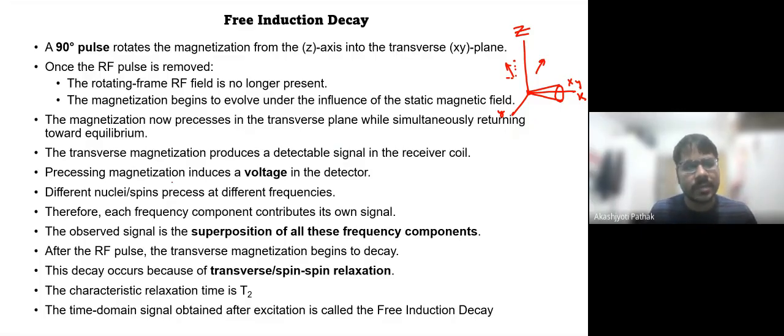This precessing magnetization induces a voltage in the detector. Different nuclear spins precess at different frequencies. Therefore, each frequency component contributes its own signal, and the observed signal is the superposition of all these frequency components. So once this RF pulse is removed, there will be a decay in the transverse magnetization, and we can place a detector and record this relaxation in the transverse xy direction, and that is recorded as an FID basically.